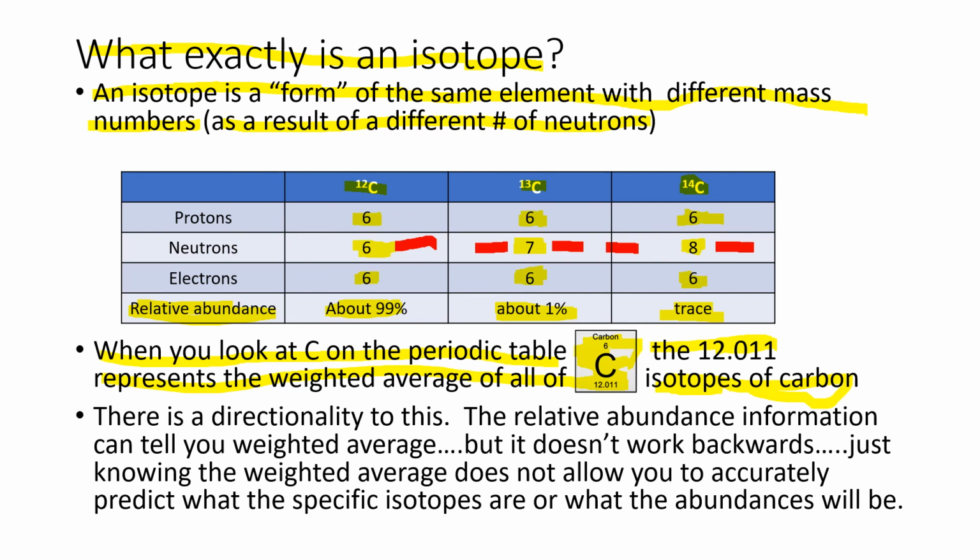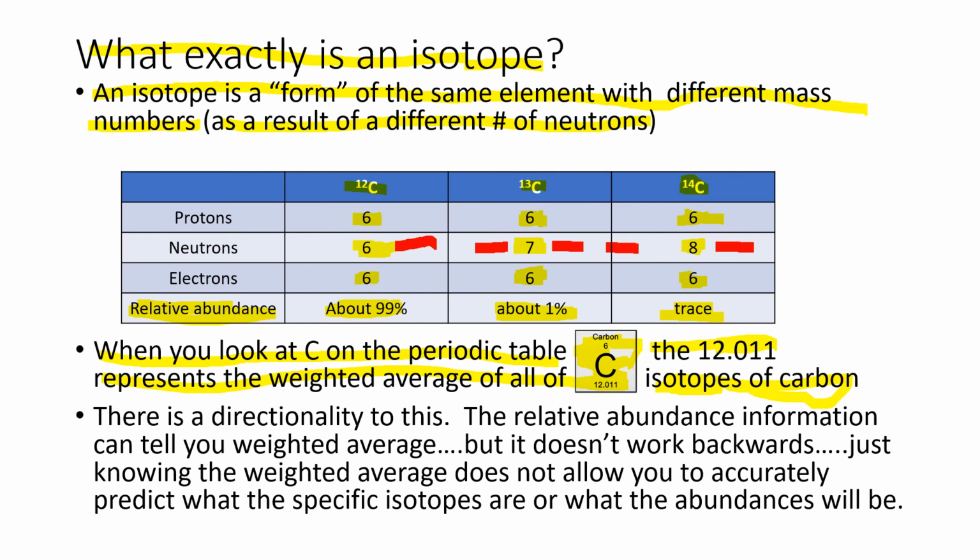What that says is that's the weighted average. There are no carbon atoms in the universe that have a weight of 12.011. None of them. That 12.011 is the weighted average of carbon-12, carbon-13, and carbon-14. It's so close to 12 because most of it, about 99% of it, is carbon-12. Why is it a little bit over 12? Because we have a tiny, tiny amount of carbon-13 and carbon-14.